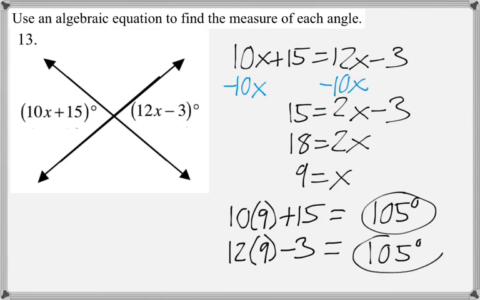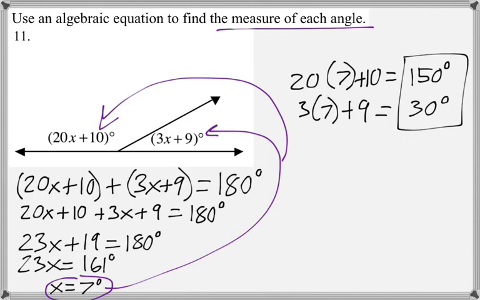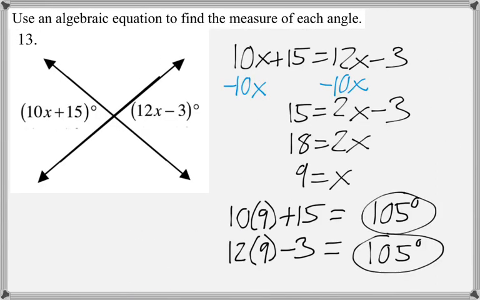So we actually knew that that was going to happen because they have to be equal. So if you plug in x into these two expressions and they equal different things, then something's gone wrong. So you should be able to check these. So on this question they had to be equal. On the previous question they had to add up to be 90 degrees, so 55 plus 35 is 90. And then on question 11 they had to add up to be 180, so 150 plus 30 is 180. So you should be able to check your work on these.